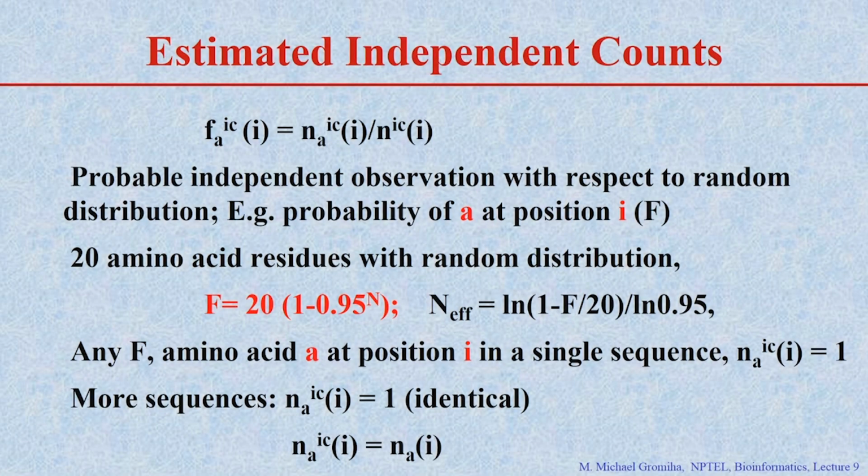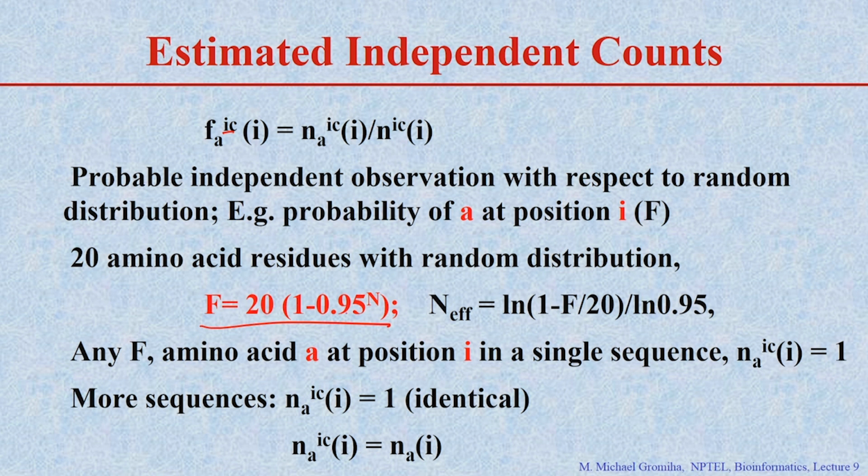Then the third one, we can also use this frequency based on independent counts. How far you can get these counts in a random distribution. So for independent counts, IC, the frequency of occurrence of any residue A at position number I is given as the number of residues of A at position number I normalized to the total number of residues at any position. So if all the 20 residues are in a random distribution, then you can assume that f equals 20 into 1 minus 0.95 to the power n. If n equals 1, what is the value?